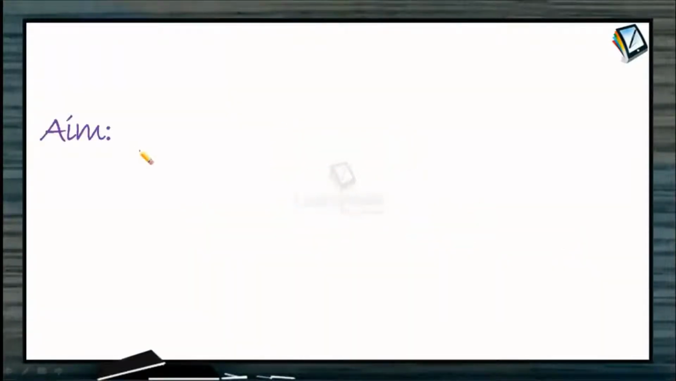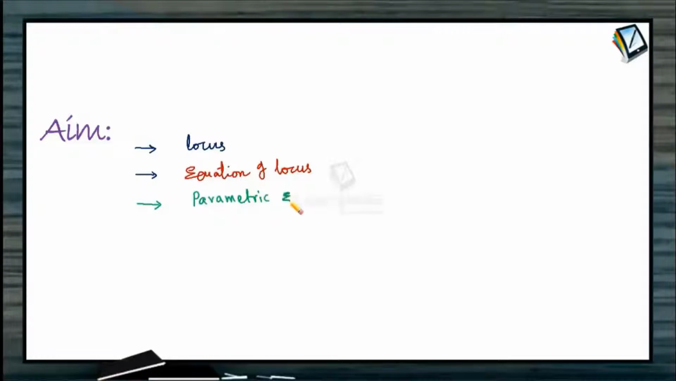The aim of this session: you can see each session has its own aim. The aim talks about what is going to be taught in that particular session. An equation of locus. We shall end the session with a discussion on reduction of the equation of locus into the Cartesian form, given the equations of the locus as parametric equations.